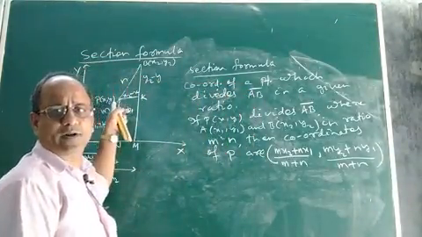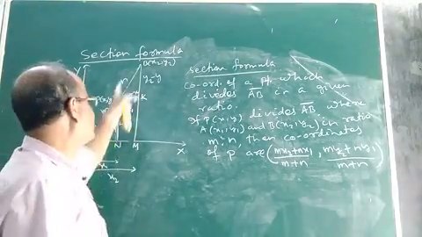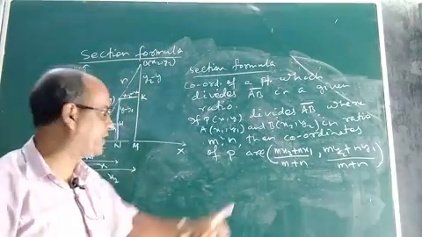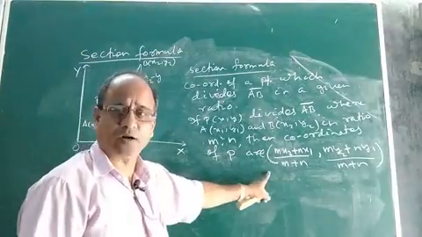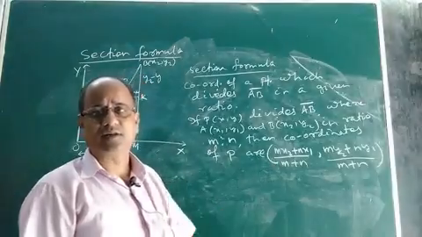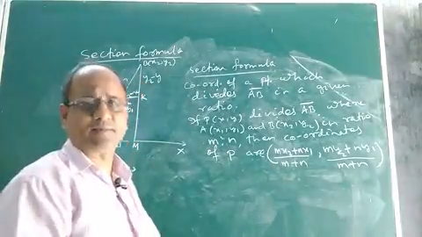This will be the coordinates of the point P which divides AB in the ratio m is to n. How to prove it? Children, I hope you understood. This is what is known as your section formula. Once again I am saying, section formula.